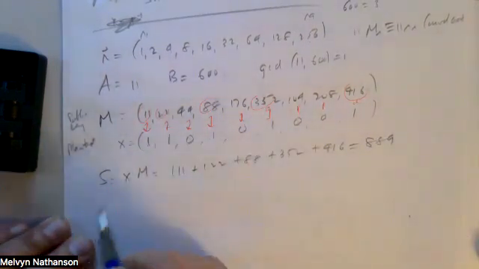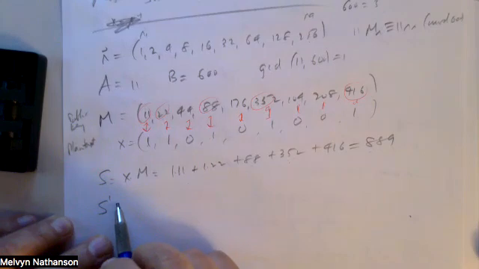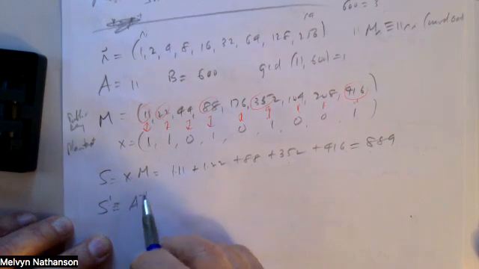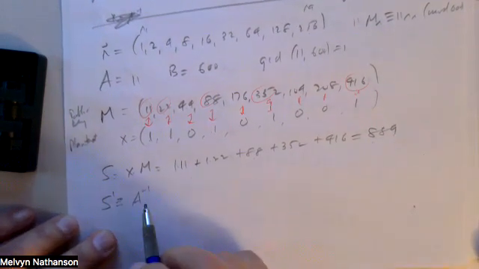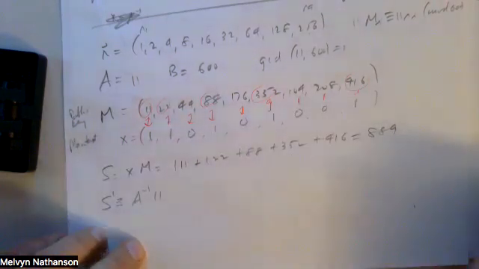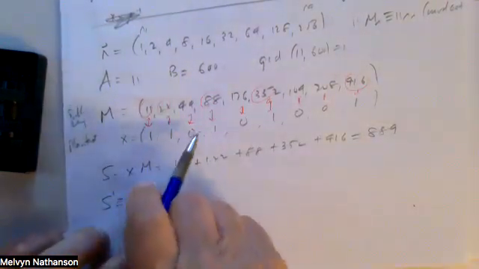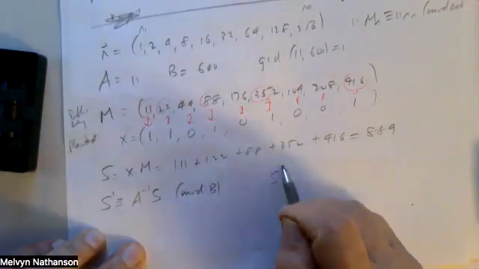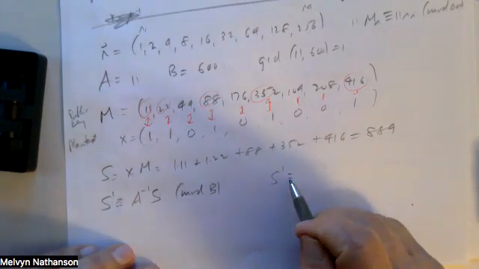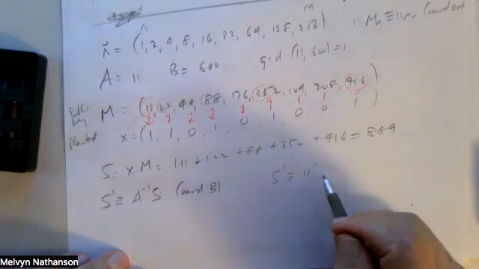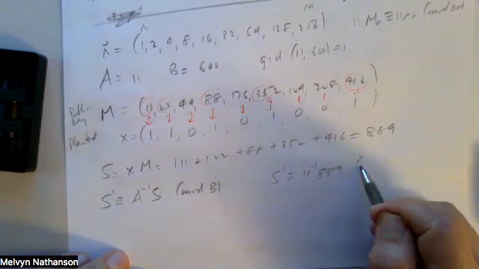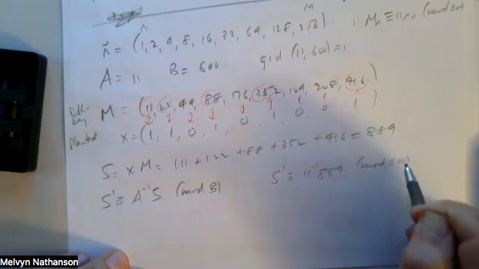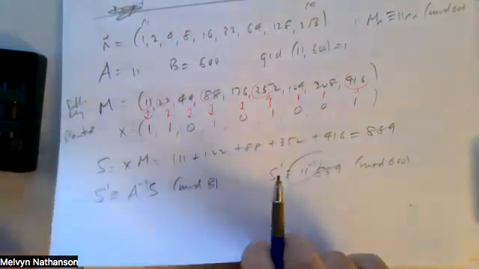And to decipher this, Alice computes the number S prime, which is A inverse, the inverse of 11. It's A inverse times S mod B. That means S prime is whatever is the inverse of 11, I have to calculate that, times 889 mod 600. So I have to find the inverse of 11 mod 600.